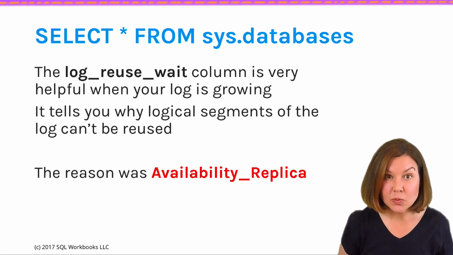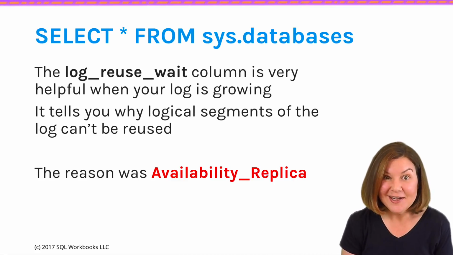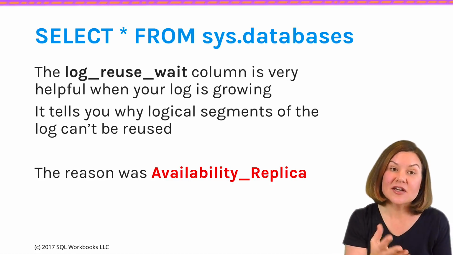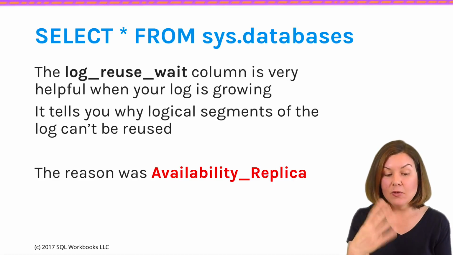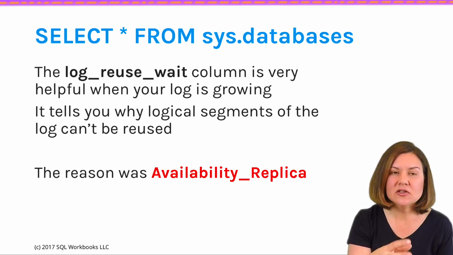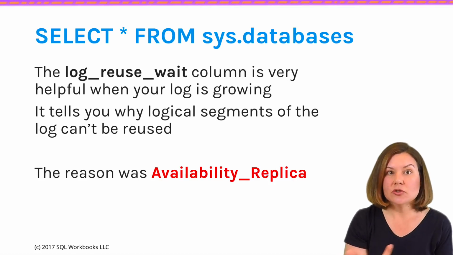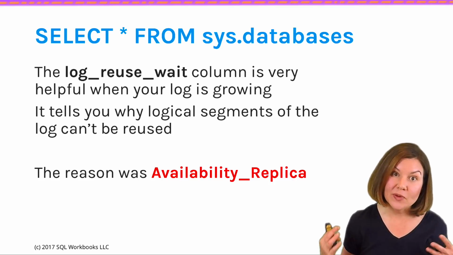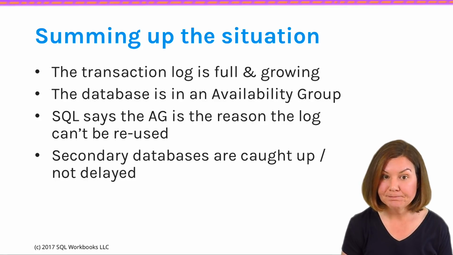One of the simpler DMVs, which our questioner looked at, and I was so happy to see the information about this, is sys.databases. Our good old friend sys.databases is actually really useful here because there's a column named log_reuse_wait. If my log is growing, that's a good initial place to look: okay, what are you waiting on? Why can't logical segments of the log be reused? And in this case, the reason was availability replica. So it is pointing towards the availability group as to why the log is growing.